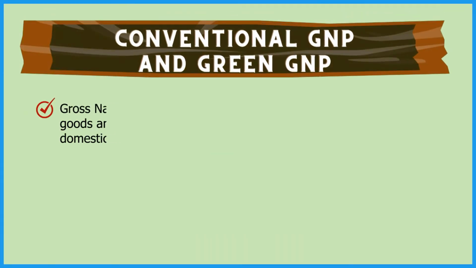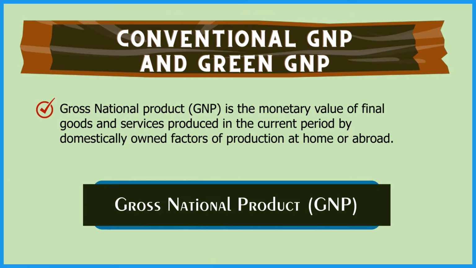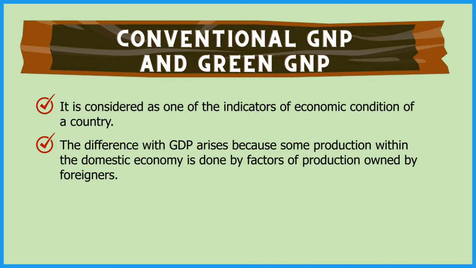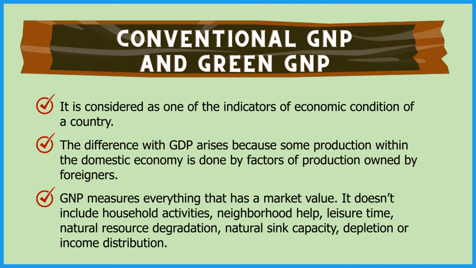Now, gross national product or GNP is basically a monetary value of final goods and services that are produced in the current period by domestically owned factors of production at home as well as abroad. Moreover, it is considered as one of the indicators of economic condition of a country. Now, the difference with GDP arises because some production within the domestic economy is done by factors of production owned by the foreigners. GNP measures everything that has a market value. It does not include household activities, it does not include neighborhood help, it doesn't include leisure time, it also does not include natural resource degradation, natural sink capacity, depletion of resources and income distributions.